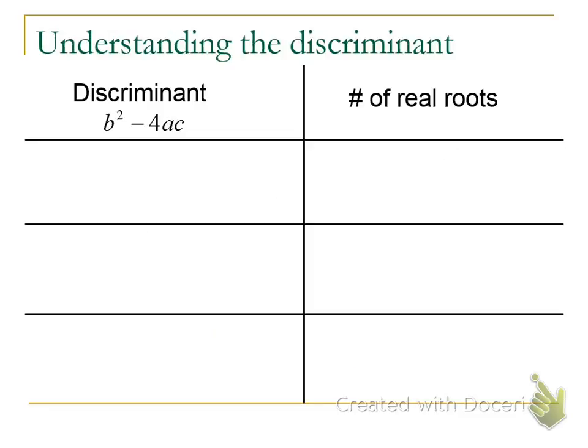So if we take a look here, we have some notes that you might want to jot down, but if your discriminant ends up being greater than 0, you are going to have two real roots.